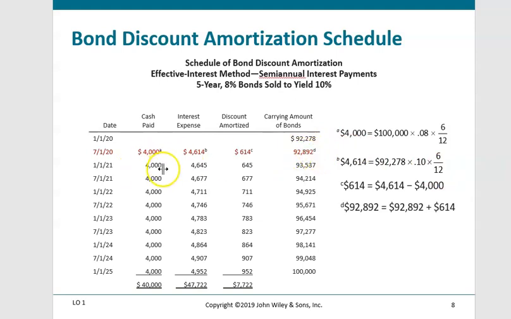Cash paid on 1/1/21, 4,000. The interest expense for January 1st, 2021 is equivalent to our previous carrying value, 92,892, times 10% effective rate times 6/12, and that gives us 4,645. The difference between the interest expense and the cash payment is the amount of the discount amortization. We can see how this continues all the way through the life of the bonds until finally the discount is fully amortized and the carrying value reaches its face value.